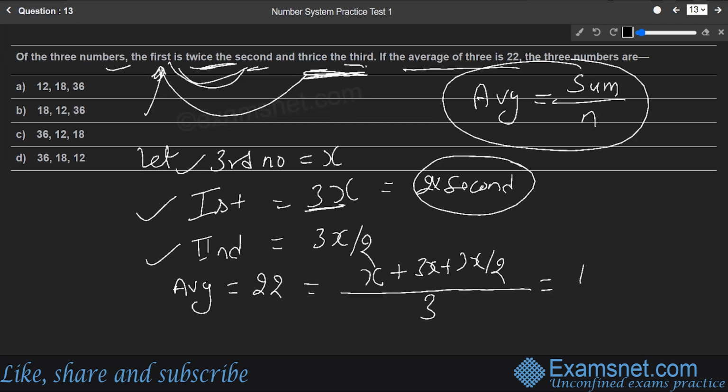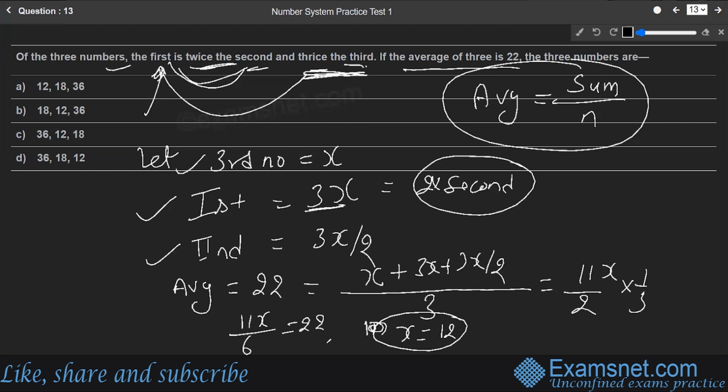If you solve this, it is going to be 11x by 2, into 1 by 3. So we can simply solve it. So 11x by 6 is going to be 22 if you solve this further. So x is going to be 12. So we have got x as the number.